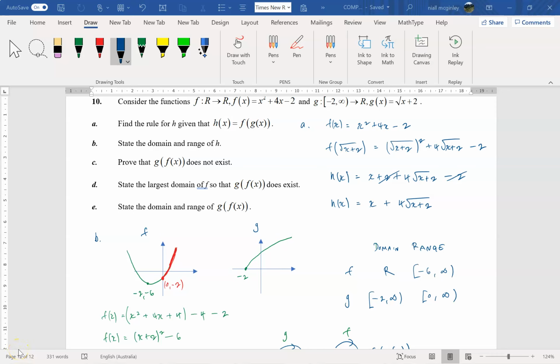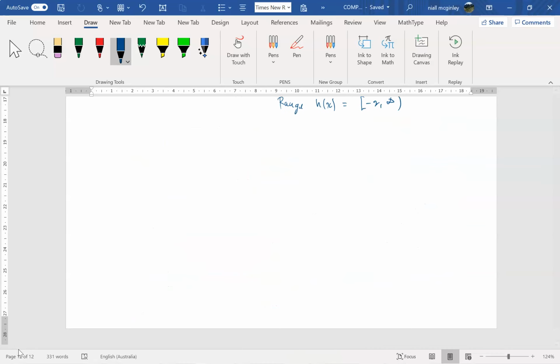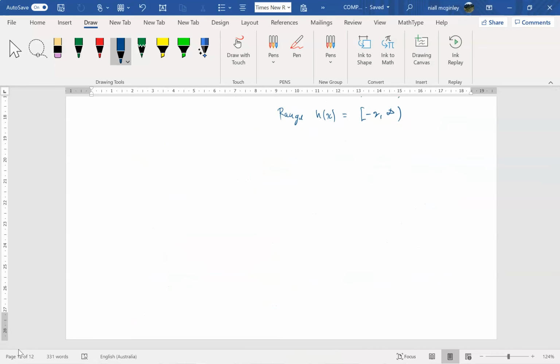So here we can do C, D, and E. Now, part C here, we want to prove that g of f of x does not exist. So I'm just going to start off doing my little sketch here.